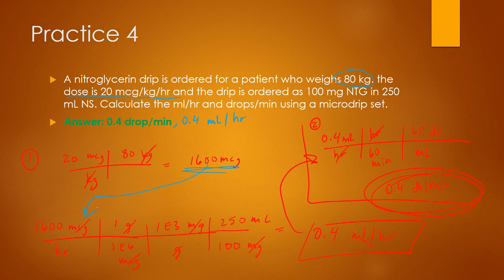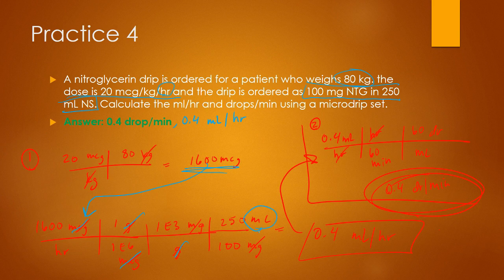Inserting that into this equation, you're left with hours at the bottom. So 1600 micrograms divided by hours times, you want to get rid of the micrograms. So you know that in 1 gram there's 1 million micrograms. So canceling that out. Then you know that there is 1000 milligrams in a gram. So you're going to cancel out that grams. And then what you're given is 100 milligrams in 250 milliliters.